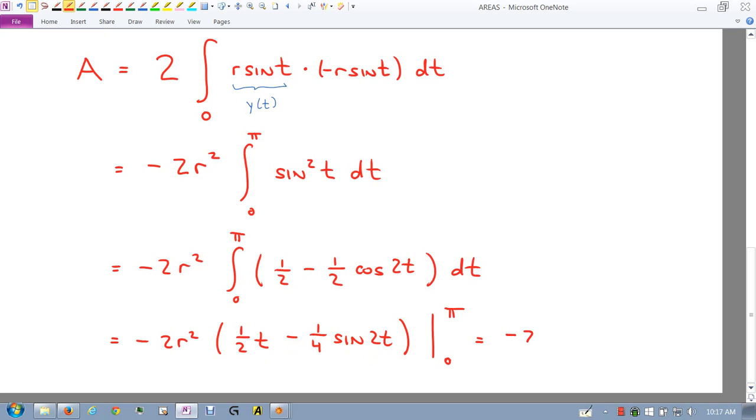So you've got negative 2r squared. You plug in pi, you get pi over 2. Then minus, now plug in 0, and you get what? Plug in 0, get 0, right? Which turns out to be, at the end, what? Negative pi r squared. Now, it gave us a negative area.